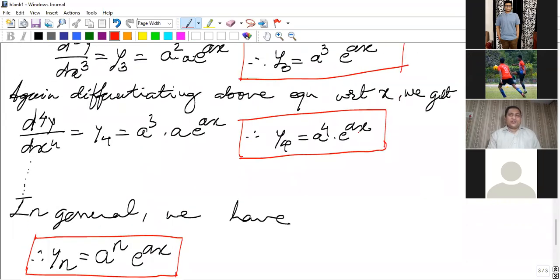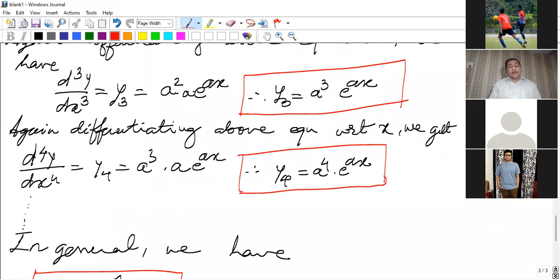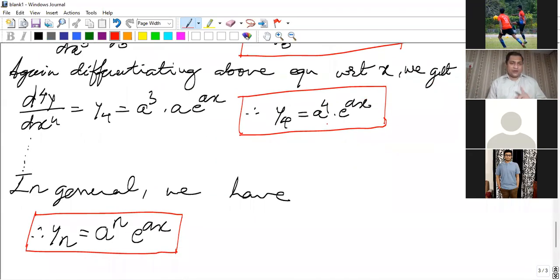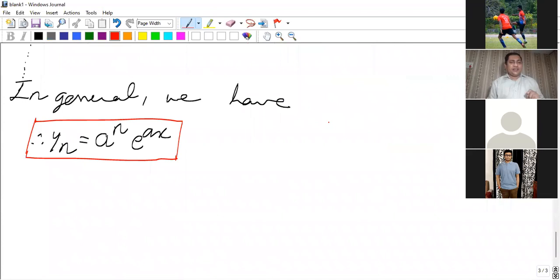So in this example, we have seen that we have to find the first order derivative, second order derivative, third order derivative, and then see what pattern it is following. Once we know the pattern, we are able to find the nth derivative. Here we got the nth derivative to be a raised to n, and the exponential function as it is. Is there any query in this example?